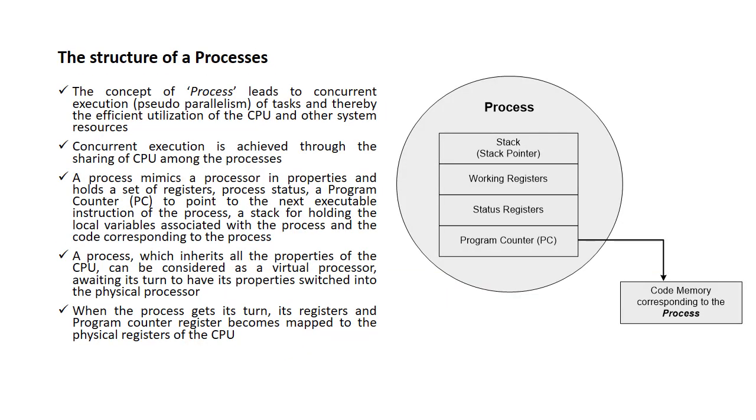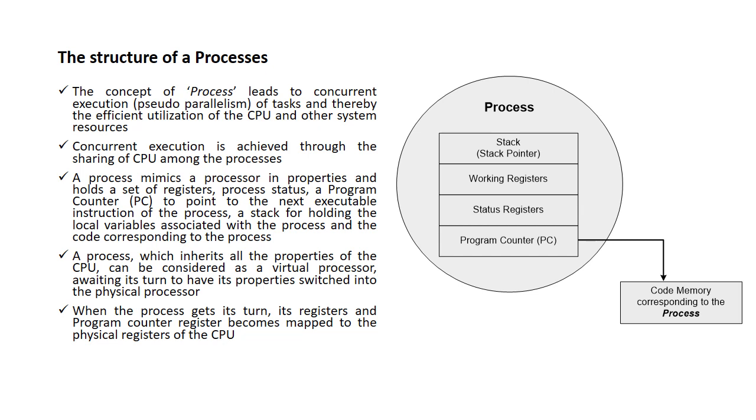So we will see the structure of a process. The concept of process leads to the concurrent execution of tasks and thereby the efficient utilization of the CPU and other system resources. So process leads to concurrent or parallel execution of tasks, which helps in efficient utilization of system resources such as CPU, memory, and buses.